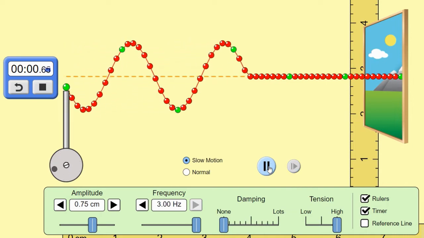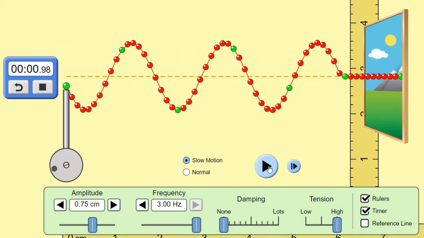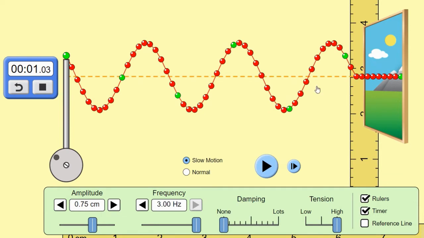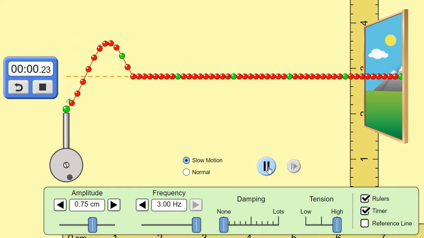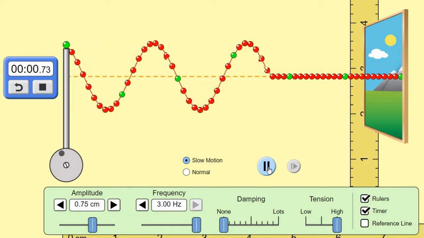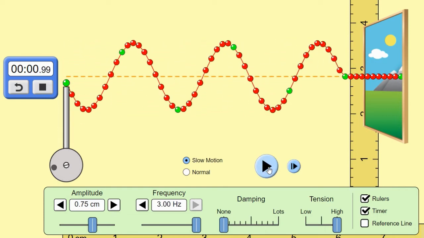Let's just try one more at 3 hertz, and in just a touch over 1 second, you can see it's traveling at the same speed. So frequency is not making any difference to the speed. We'll just see if we can get that one right. Yeah, that's pretty good. So you can see that the speed of the wave isn't changed at all by the frequency. At the different frequencies we tested, it traveled the same distance in 1 second. So it's traveling at the same speed.